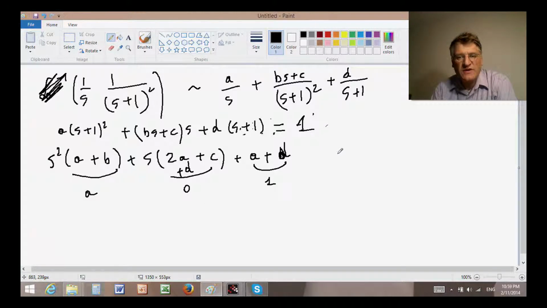Now, so we get that d is equal to minus a, which we can plug in here. Okay, and we obtain that 2a minus a plus c must be equal to 0. Now here we must have a plus b is equal to 0, so we get that b is equal to minus a. Okay.